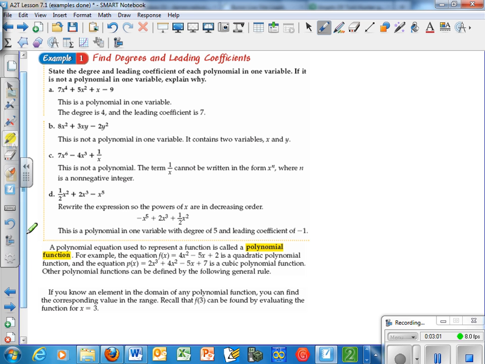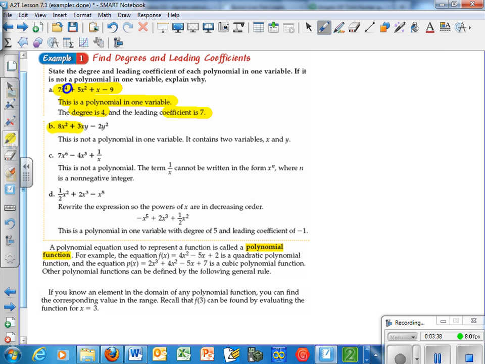So, let's look at some examples here. Finding degrees and lead coefficients. State the degree and lead coefficient of each polynomial in one variable. If it is not a polynomial in one variable, explain why. Okay, so if you look at this first example right here, 7x to the 4th plus 5x squared plus x minus 9. The only variable in it is x, so we say it is a polynomial in one variable. How do I find the degree? I find the biggest exponent, which is that 4 right there, so we say the degree is 4. The lead coefficient is the number in front of that x to the 4th term, so the lead coefficient is 7 because it's 7x to the 4th.